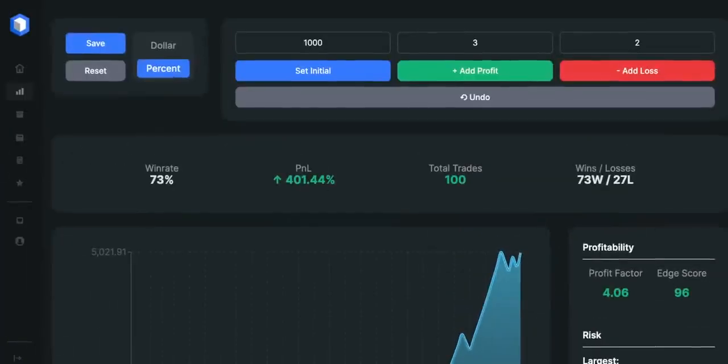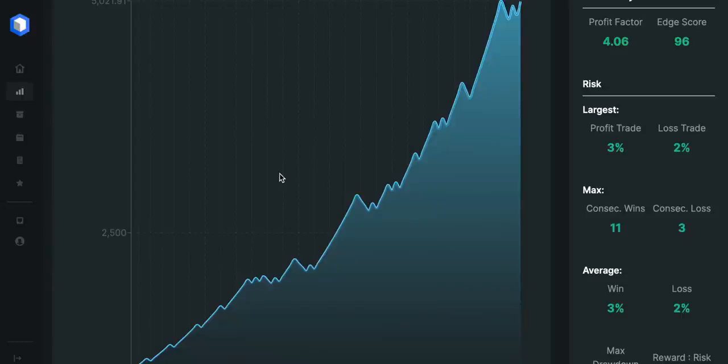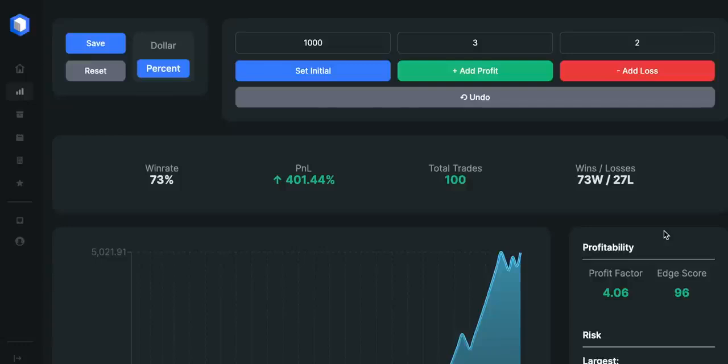So right away we can see that the win rate has increased to 73%. The profit and loss is also looking really good. The profit factor is 4.06 and we had 11 consecutive wins against only 3 consecutive losses. So the results are obviously much better. We can confidently use this strategy on a 5-minute time frame.